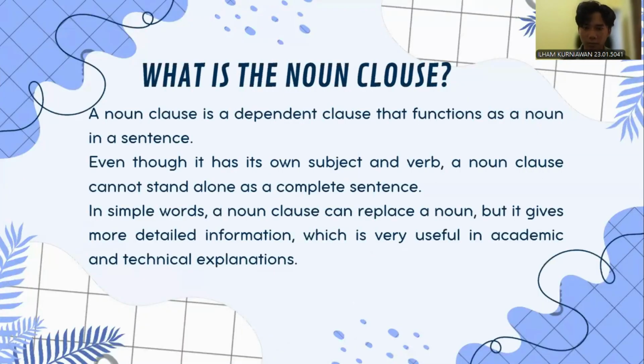A noun clause is a dependent clause that functions as a noun in a sentence. Even though it has its own subject and verb, a noun clause cannot stand alone as a complete sentence. In simple words, a noun clause can replace a noun, but it gives more detailed information, which is very useful in academic and technical explanation. Now that we understand what a noun clause is, let us continue with the function.